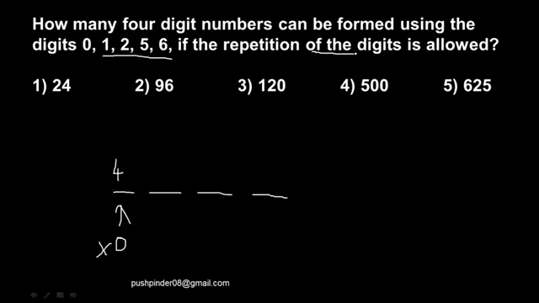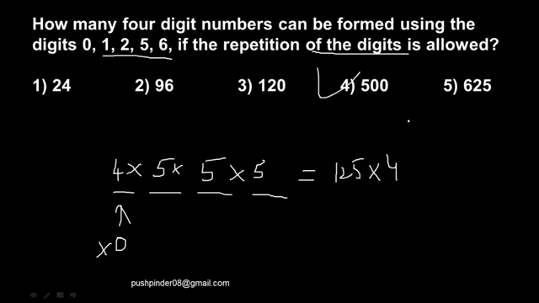Now repetition of digits is allowed. That means you can use any of the 5 numbers here, any of the 5 numbers here, and any of the 5 numbers here. So your answer is nothing but 125 times 4, which is equal to 500, right? I hope everyone is understanding the level of difficulty that we did in the previous video. This is nothing compared to that.